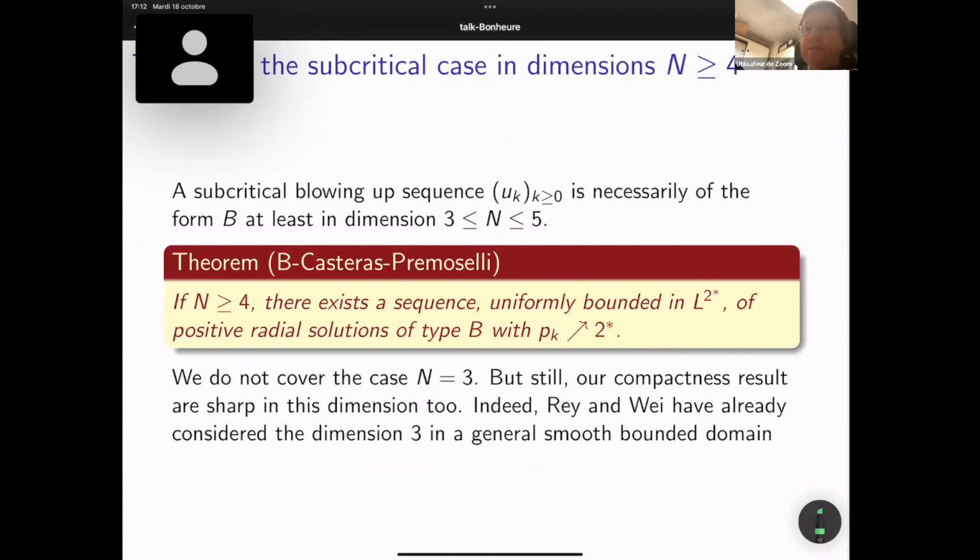Okay, and this is the first result we have, in the subcritical case. So in dimension 3 to 5, we can construct bounded solutions in L2 star of type B with pk going to 2 star. Just a remark that we don't cover the case n equal 3, which is kind of special. This case n equal 3 has been treated by Rey and Wei, not in a radial setting, but they have results in that direction. And in fact, our compactness result is still sharp in dimension 3 also.